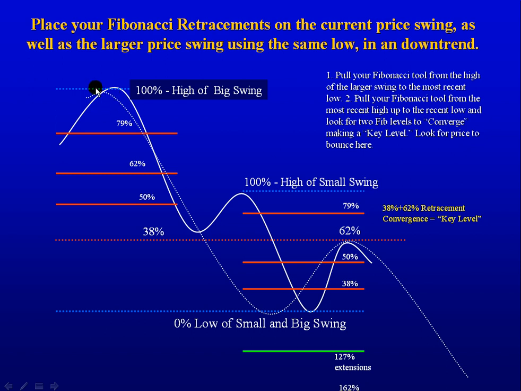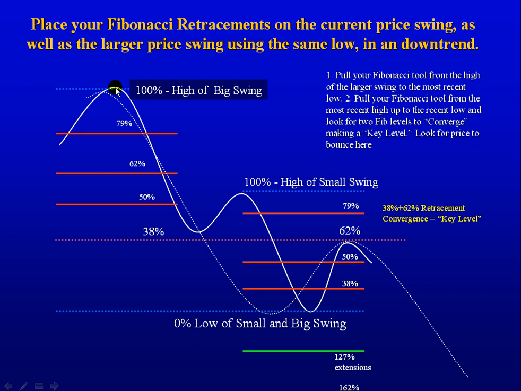What this would look like is this: if we take the highest high of the big swing and the most recent established low, and we pull our Fibonacci's from the highest high to the lowest low and establish our retracement levels. As well, we pull our Fibonacci's from the most recent high to the most recent low, and our Fibonacci retracement levels will spread.